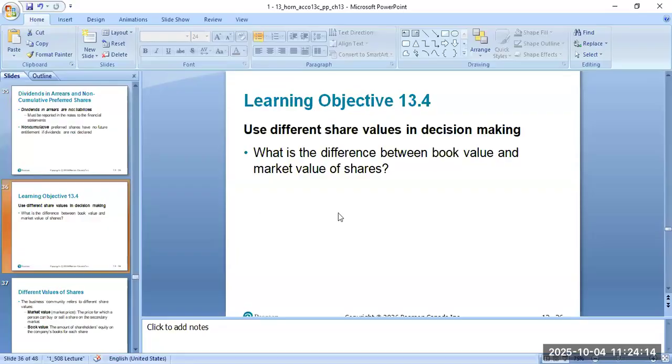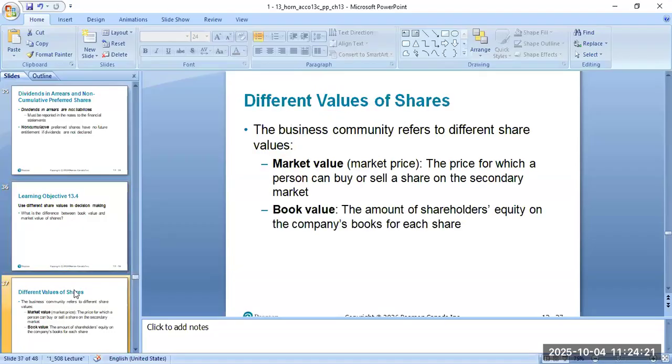Let's see how we're going to use the different share values in decision making. For the business community, the investors, or people who are trading shares, they use two terms. One is the market value, and the other one is the book value. What's the market value? Market value is the value that the shares are currently worth on the secondary market, which is the stock market.